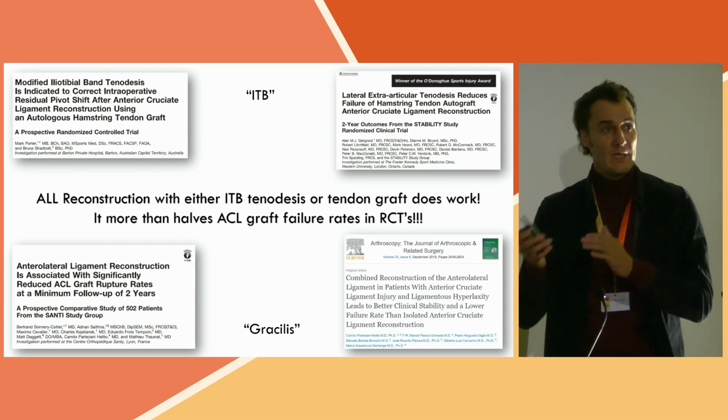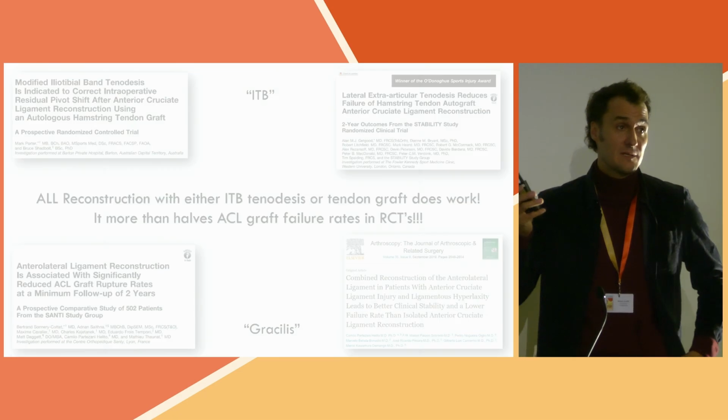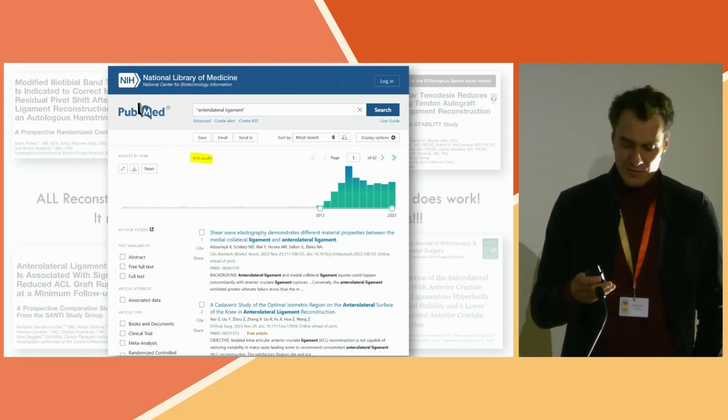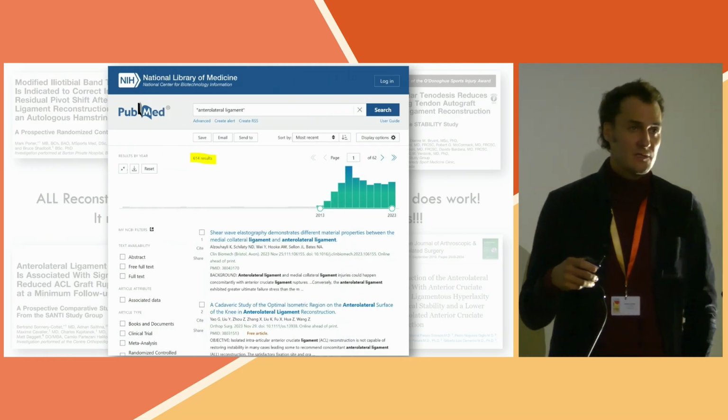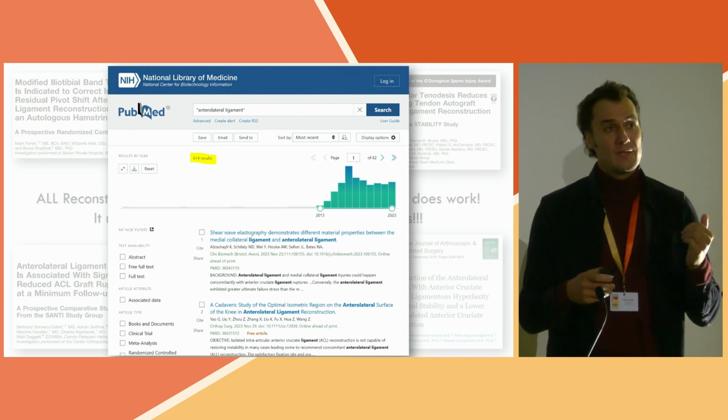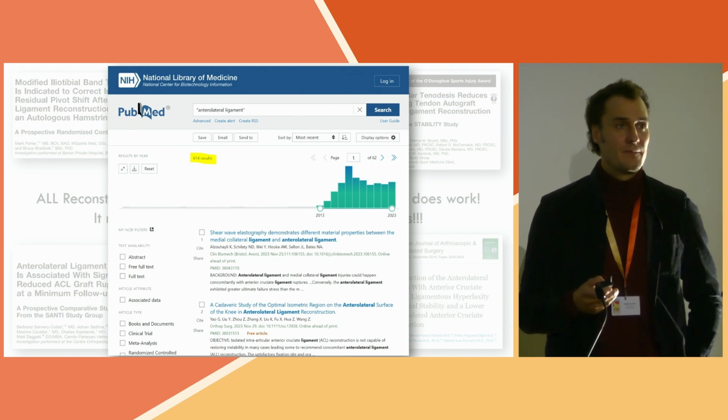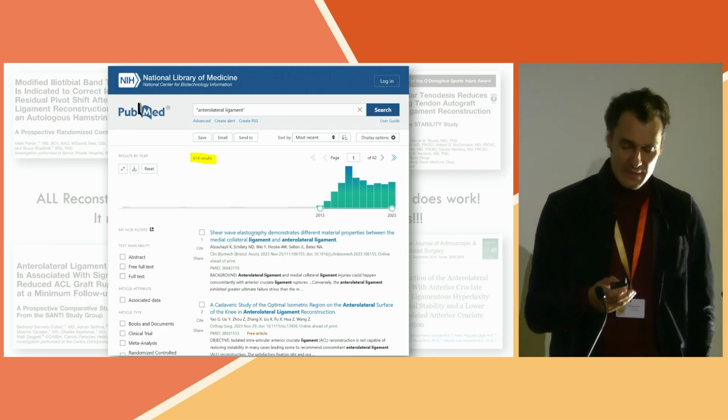So before we had like 7, 8, some series say 10% graft rupture, but if you add the ALL reconstruction to that, you have 50% fewer graft ruptures for ACL. So I think it's extremely important to do.